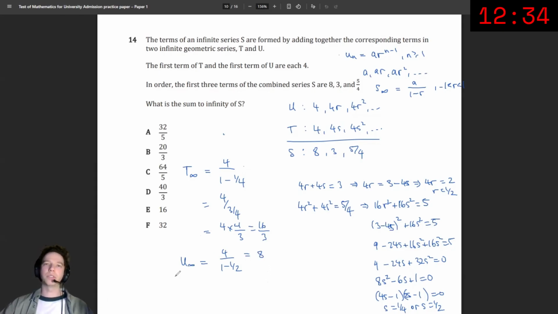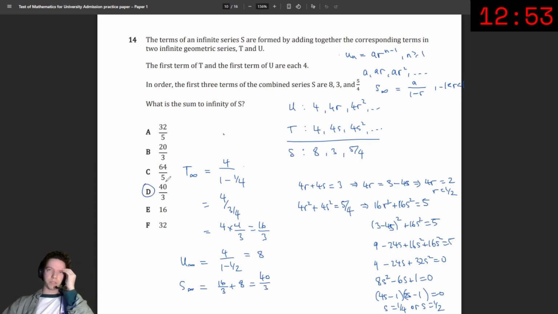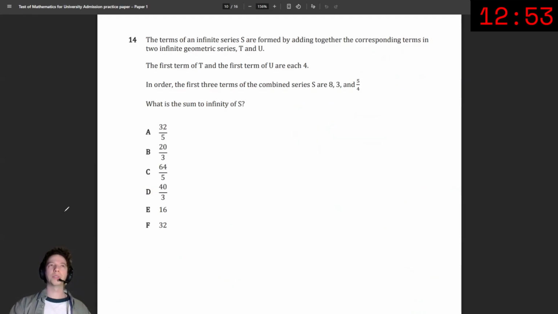All right? And for s infinity, I'll just sum them up. So 16 over 3 plus 8. So 16 plus 24 over 3. Let's see. 40 over 3. That's answer D. Okay, that's one of the answers. Hopefully it's the right one. I'll just check. Yes, I checked and it is indeed D. Okay, cool. Doing well so far.